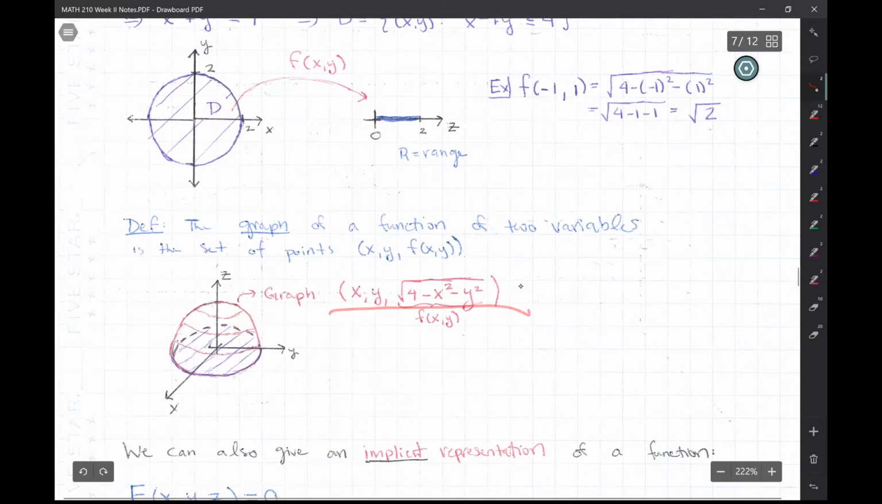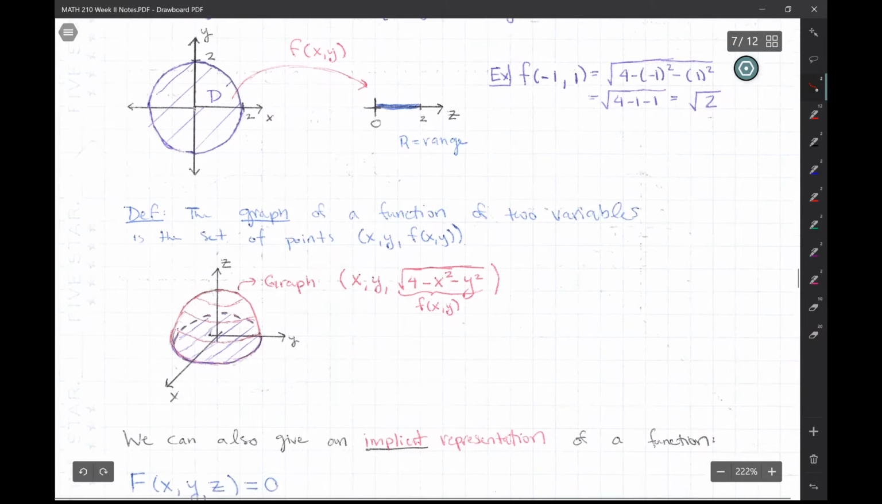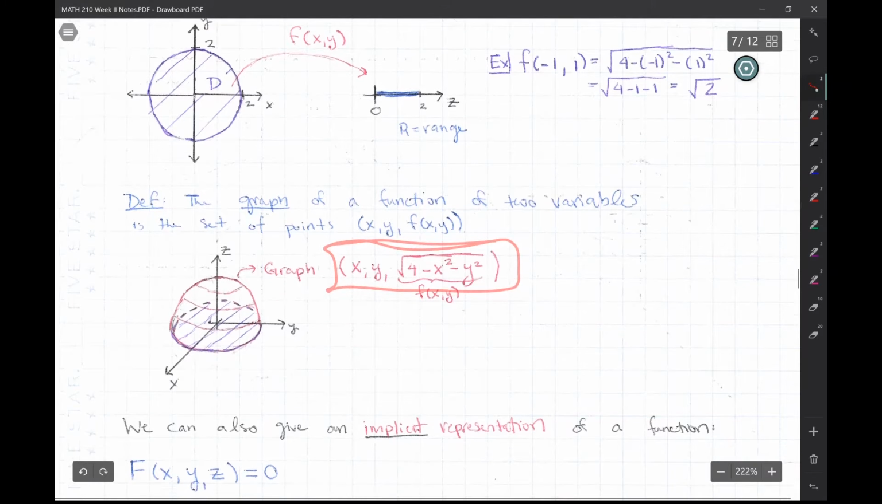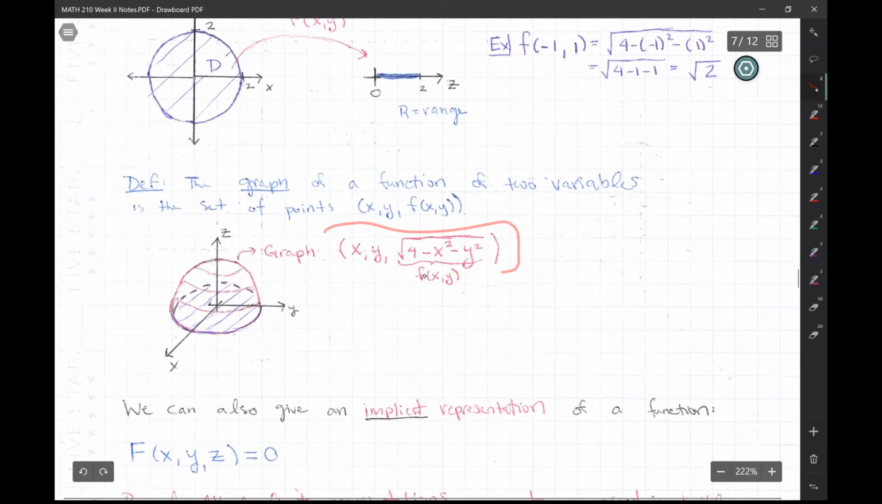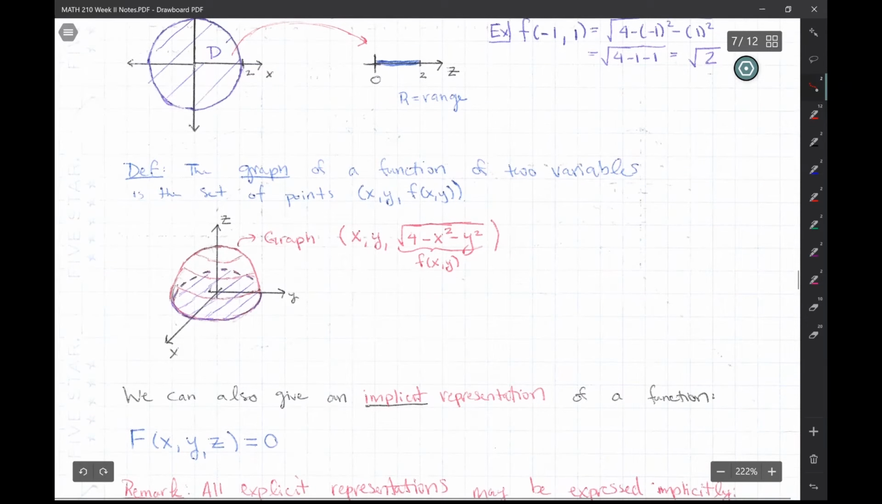So the graph in red here are these red points. The red points that you see in this plot are the graph, okay? Just a set of points that respect z being equal to the value of the function f(x,y), okay?